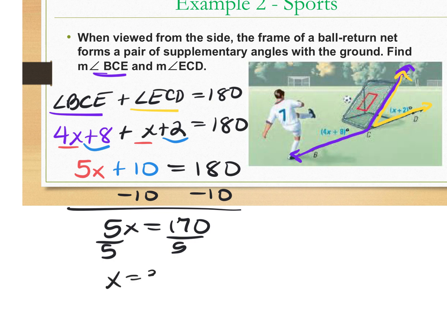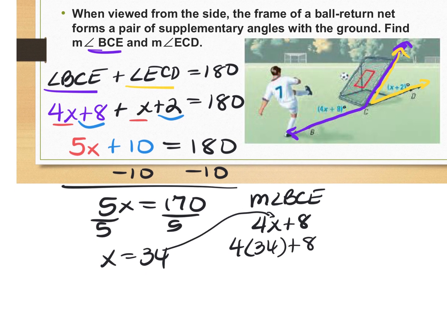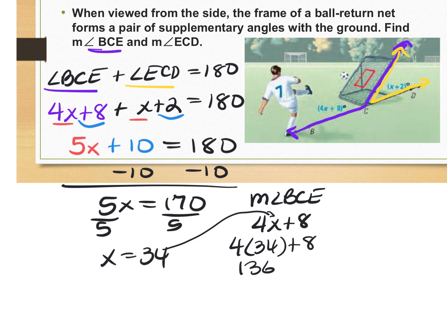And x equals 34. Now the question did not ask for x. It asked me to find the measure of the two angles. So remember, the measure of angle BCE was the 4x plus 8. So I'm now going to take my newly found value of x and substitute it in. So I'll do 4 times 34 and then add 8. I get 136 plus 8. And this angle measure is 144 degrees.